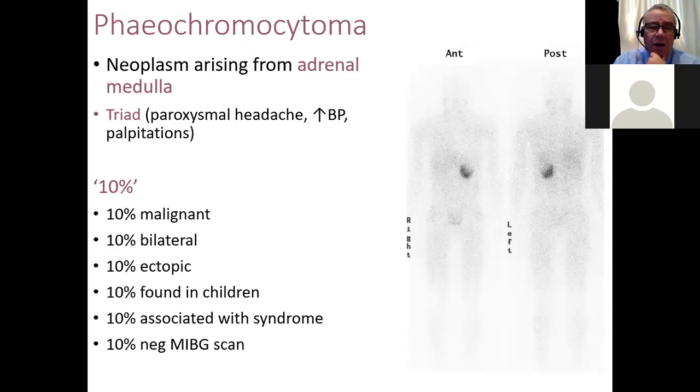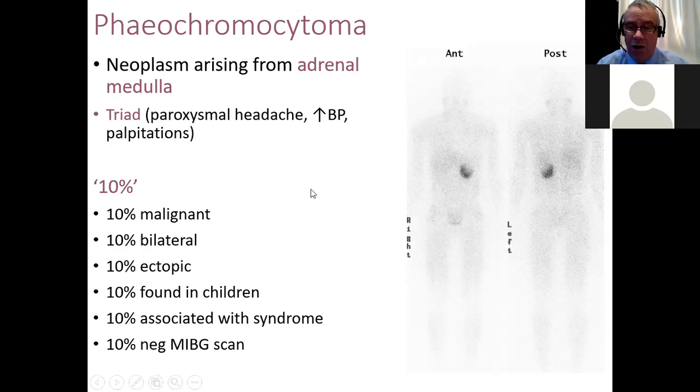So the pheochromocytoma results in intermittent production of adrenaline and noradrenaline, so you can get paroxysmal headaches, increase of blood pressure and palpitations. Tends to be more common in younger people because they probably already had a stroke otherwise, and they'll die quite young. So they don't really get very old unless you take it out. So 10% are said to be malignant, 10% are bilateral, 10% are ectopic, 10% are found in children, 10% are associated with the MEN2 syndrome, and 10% are negative on an MIBG scan.